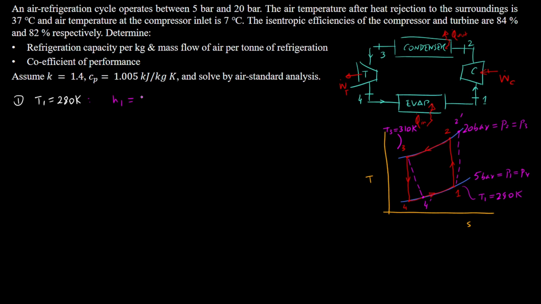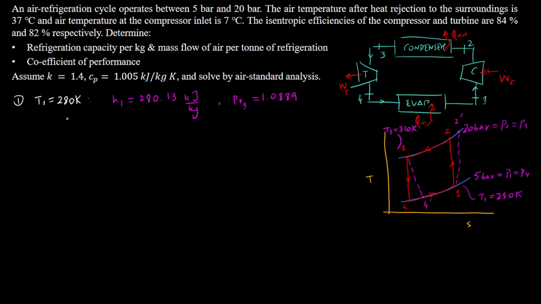H1 is 280.13 kilojoules per kilogram, and PR at state 1 is 1.0889.